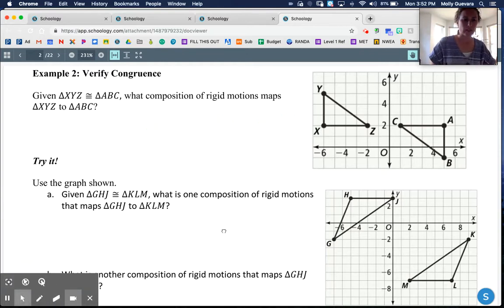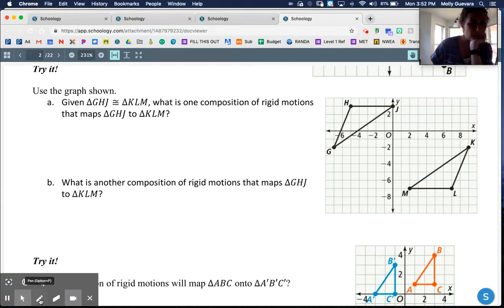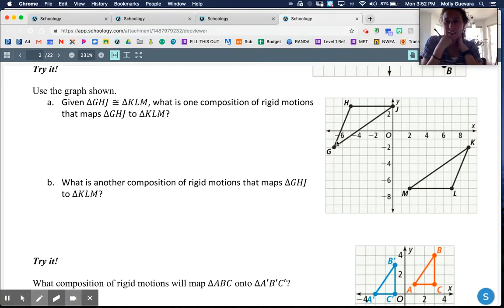So let's look at these two triangles. I want you guys to actually try this. I don't care if you mess up. There's a lot of different ways to do it. If you do it and you're not sure if it works, I'm more than happy to check it for you, because there's always more than one way to do these, okay?